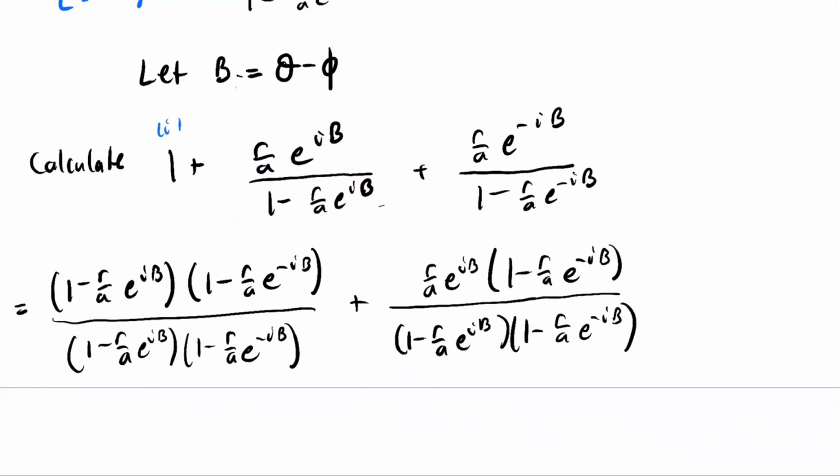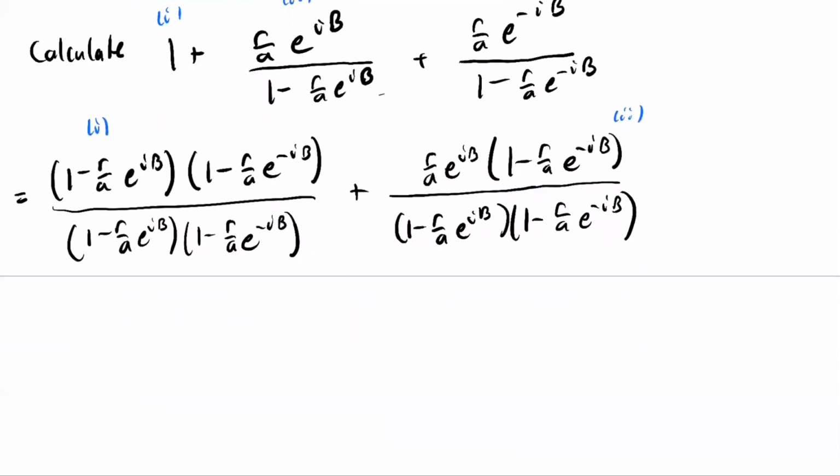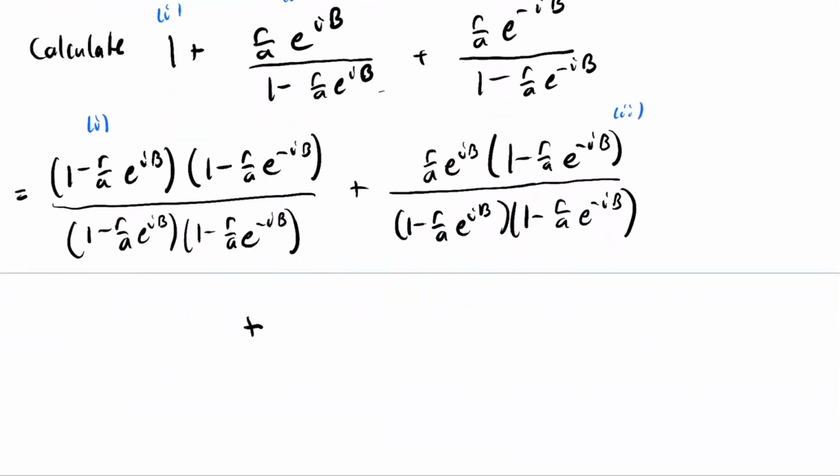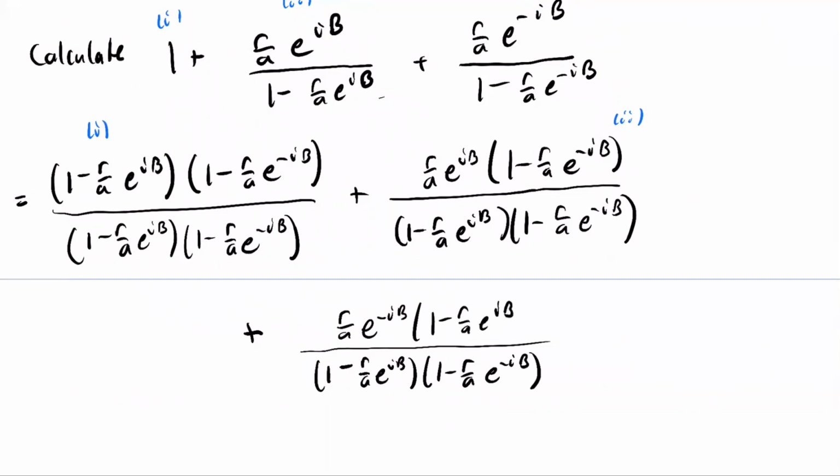So this is the first term, second term, and then the third term. Let me do this below here. Right, so plus, now in the denominator we have the same thing. And then in the numerator we'll have r over a e to the minus ib times 1 minus r over a e to the ib. Right, and so this is term 3.